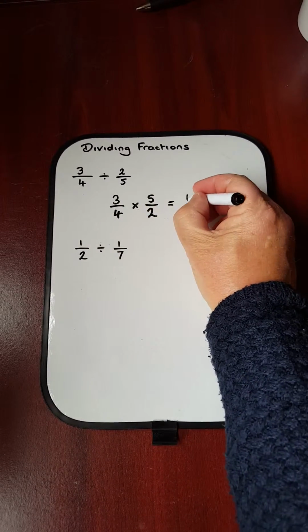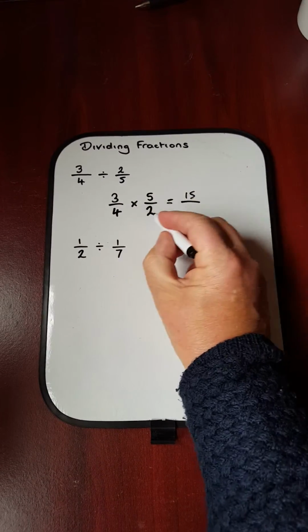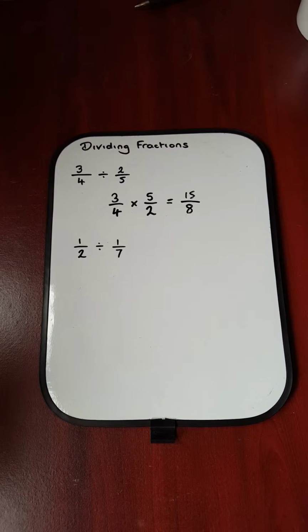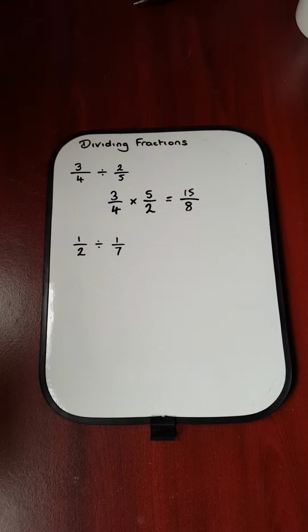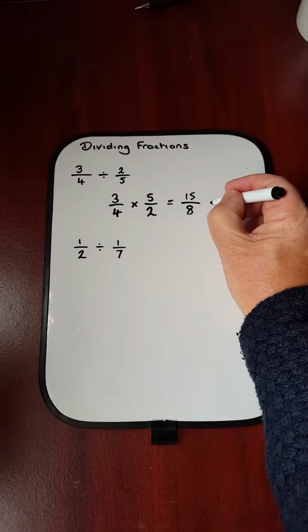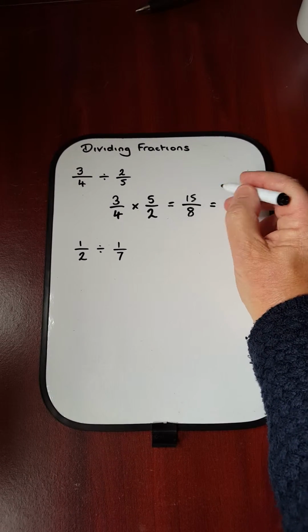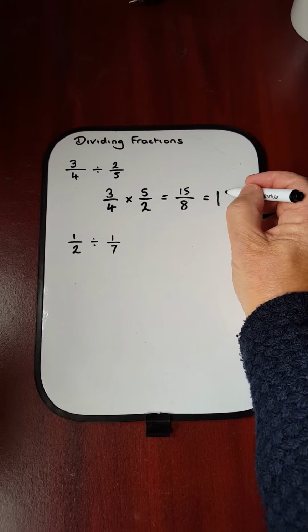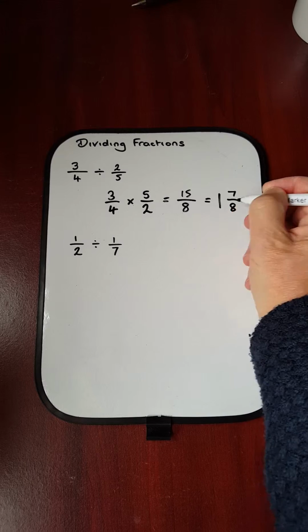3 5s are 15. 4 2s are 8. The answer is 15/8. Now, 15/8 is a bit of a strange one. It's bigger than 1, isn't it? How many 8s in 15? There's a whole 1. And we have 7 left over. So it's 1 7/8.